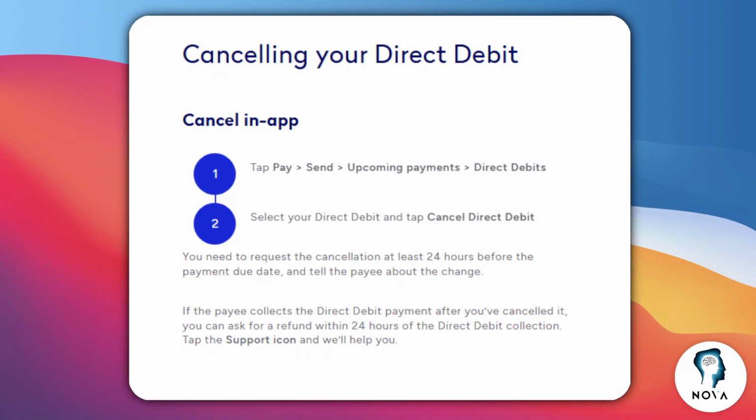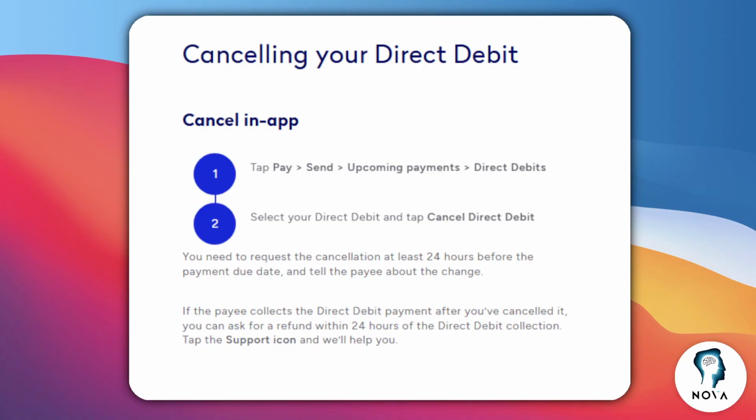And keep in mind that you'll need to request the cancellation at least 24 hours before the payment's due date and tell the payee about the change. If the payee, of course, collects the direct debit payment after you've canceled it, you can ask for a refund within 24 hours of the direct debit collection. Tap the support icon, and they will help you.